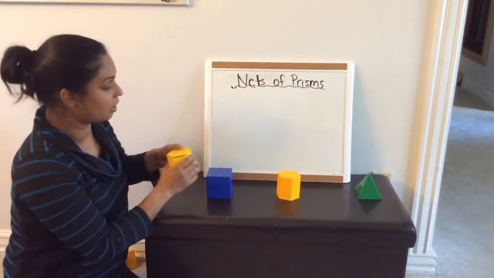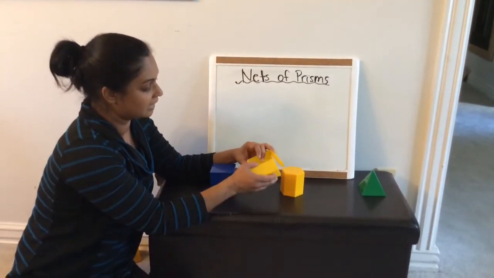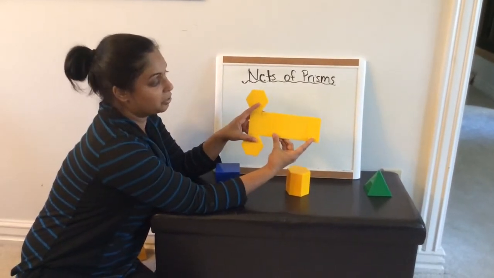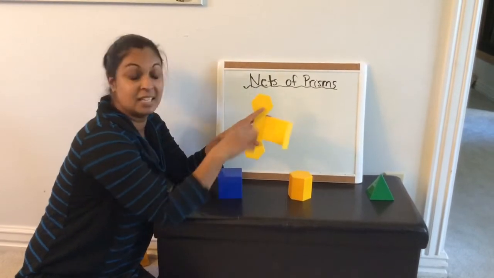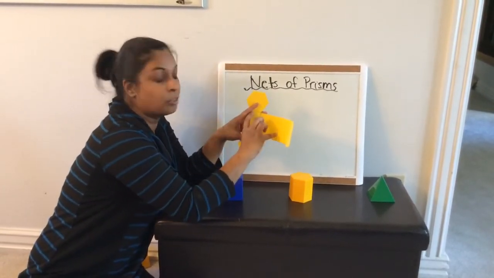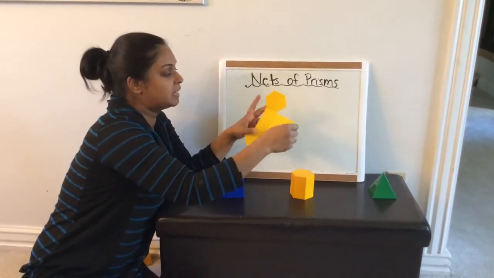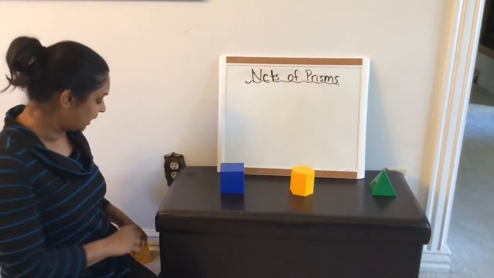So the hexagonal prism looks like this, and then its net looks like this. So I want you to recognize all those rectangles in there. We talked about prisms having two bases that are the same, and that's where we get the name from. And then those two bases are connected by rectangles, and they're opposite each other when we fold that up. All right.